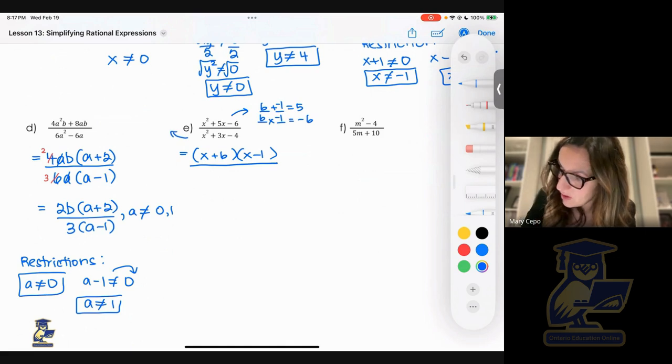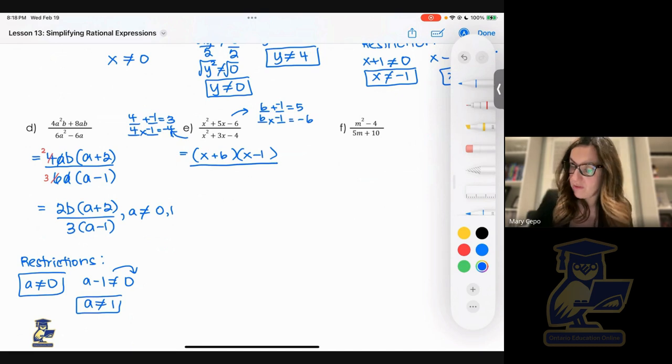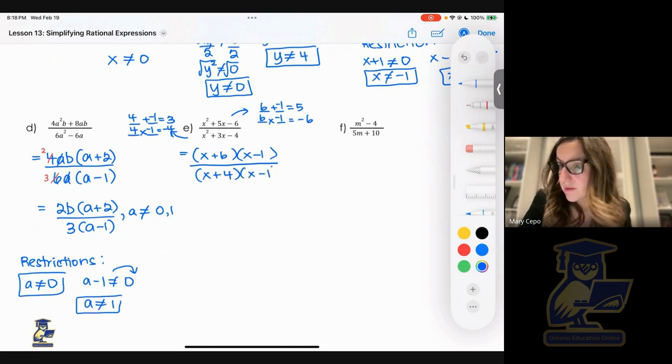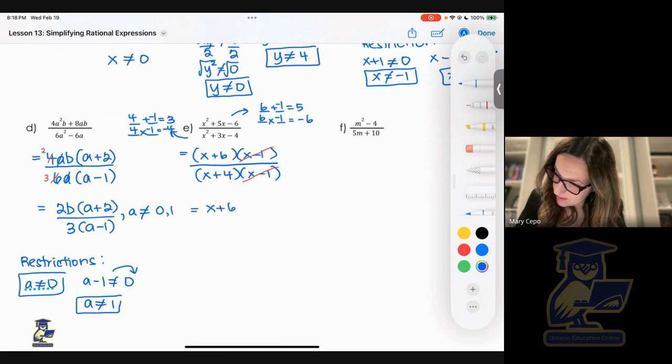Likewise, in the denominator, our sum is equal to 3. Our product is equal to -4. So in this case, we'd say 4 and -1. 4 plus -1 is 3. 4 times -1 is -4. So to factor that, we'd have x plus 4 and x minus 1. Okay, with that in mind, there is a common factor of x minus 1, and we would simplify to x plus 6 all over x plus 4.